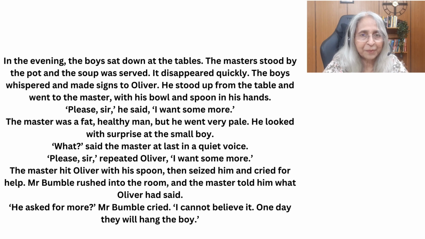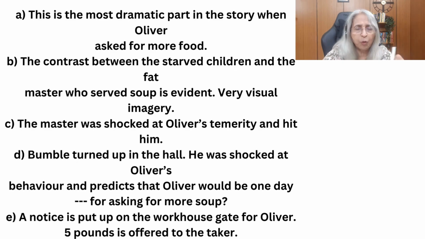"Please, sir," he said, "I want some more." The master was a fat, healthy man, but he went very pale. He looked with surprise at the small boy, this poor, undernourished boy. "What?" said the master, at last, in a quiet voice. "Please, sir," repeated Oliver, "I want some more." The master hit Oliver with his spoon, then seized him and cried for help. Mr. Bumble rushed into the room, and the master told him what Oliver had said. "He asked for more?" Mr. Bumble cried. "I cannot believe it. One day they'll hang the boy."